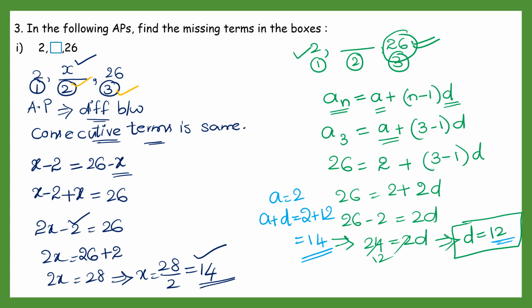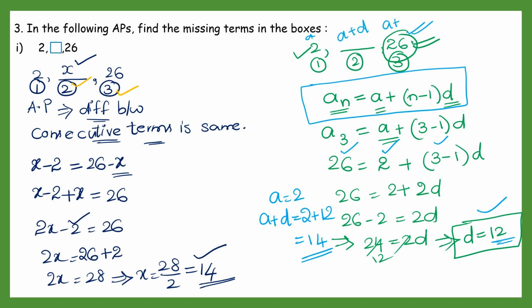What did we do? We know the formula for the nth term of the arithmetic progression. Here, the nth term is the third term. a3 is equal to a plus 3 minus 1 into d. We know the value of the third term as 26. The first term a is 2. n is 3. We substituted and got the common difference. From the common difference, we can find the second term. The first term is a, then the second term will be a plus d, and the third term will be a plus 2d. In this way, you can find the answer.